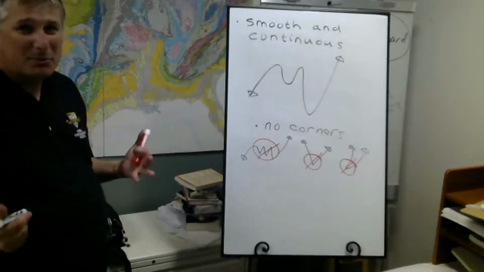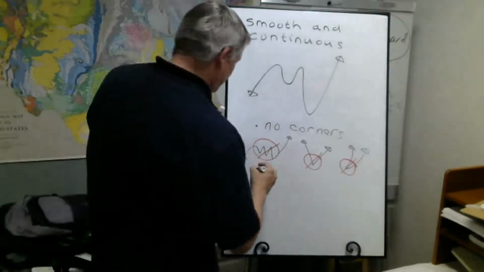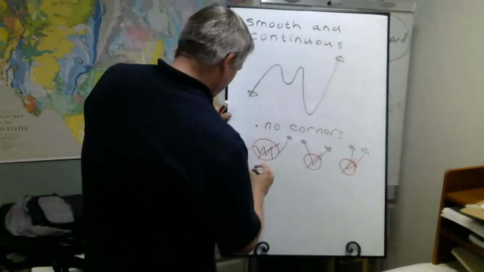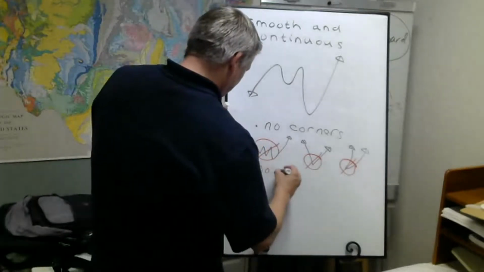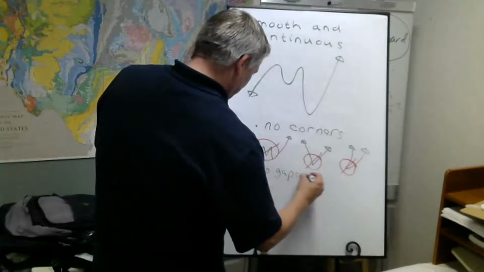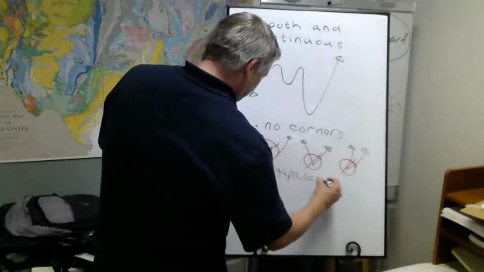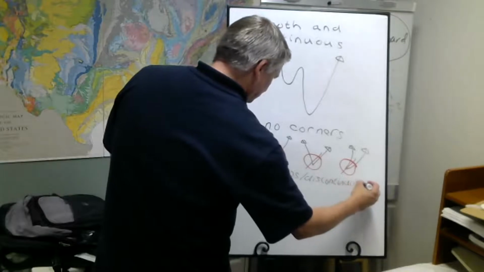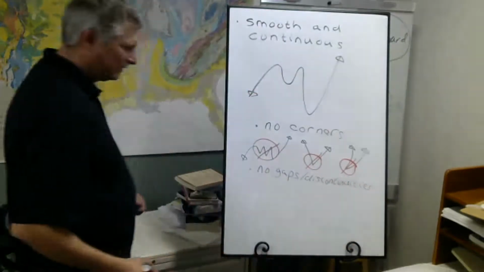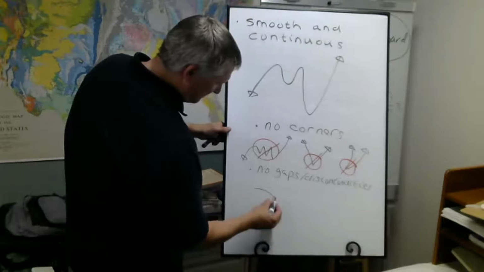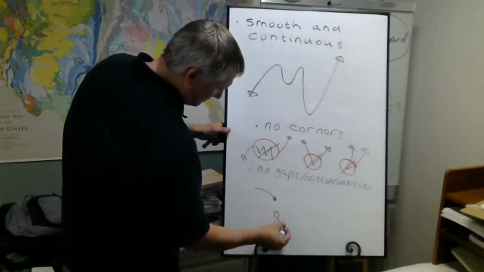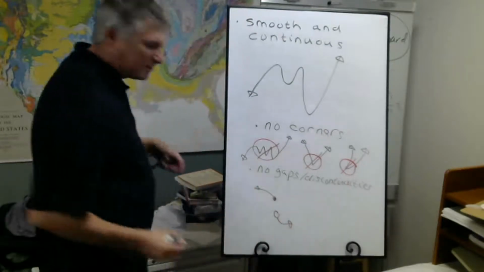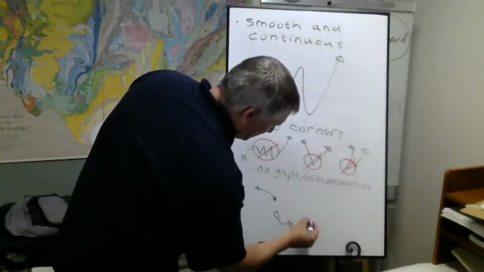Also, there are no gaps or discontinuities. So that's why it's continuous. You're not going to see stuff like this. And you're not going to see stuff like this, like think of 1 over x.